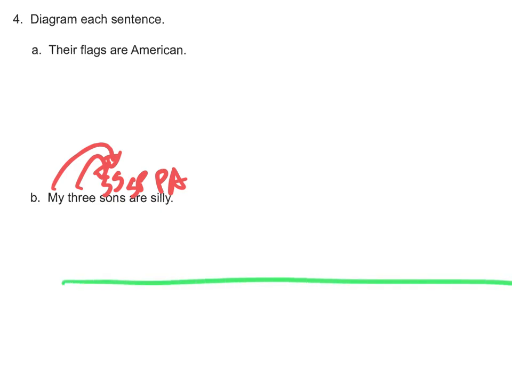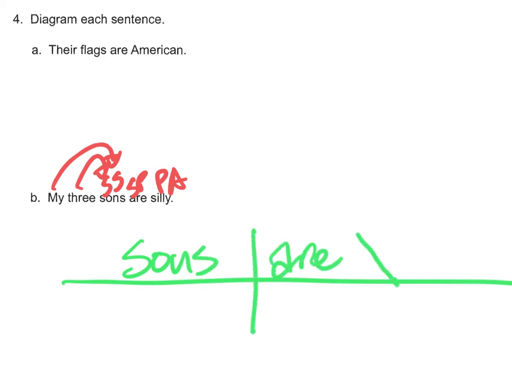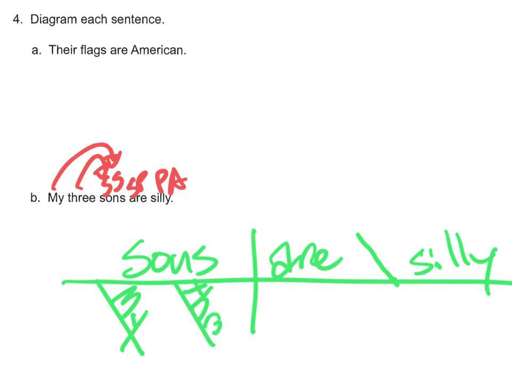So, I'm going to draw my sentence base. Put my sentence base together. Sons are, and remember I'm using this backslash because it's a predicate adjective. Silly. My and 3. My. 3.